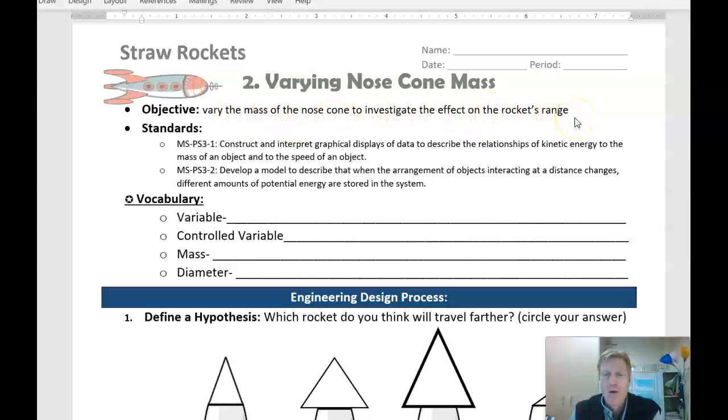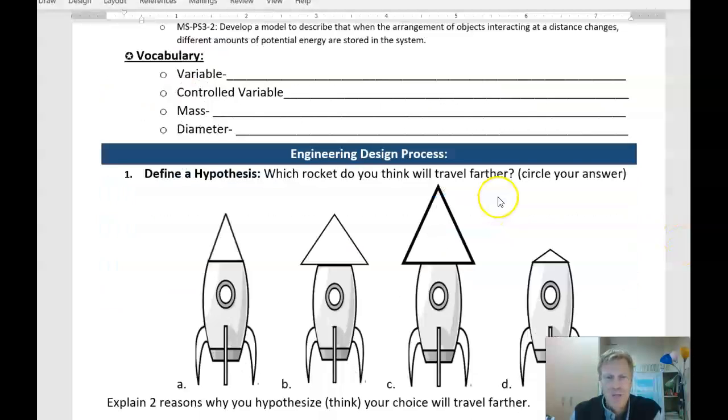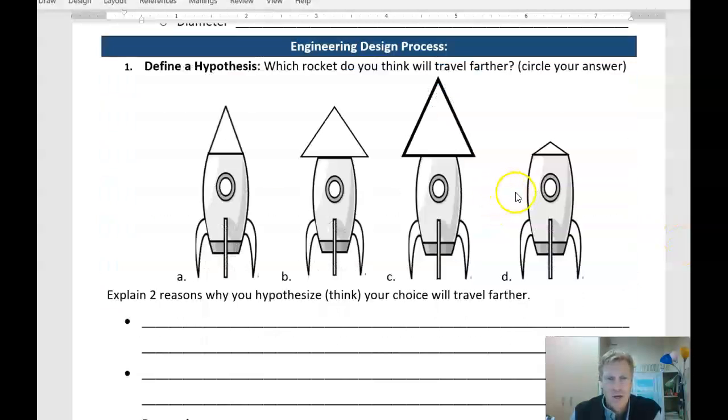In other words, will a heavier rocket fly farther because the inertia takes it farther, or will it dive and crash first? Will the lighter one fly farther? So you have some vocabulary that you need to finish. Make sure you look at the vocabulary and write the definitions in. Then our first question, our hypothesis.